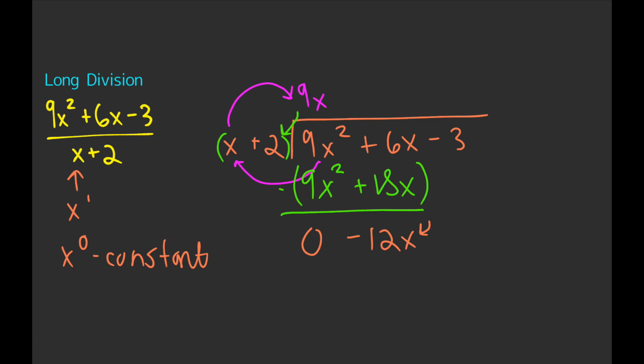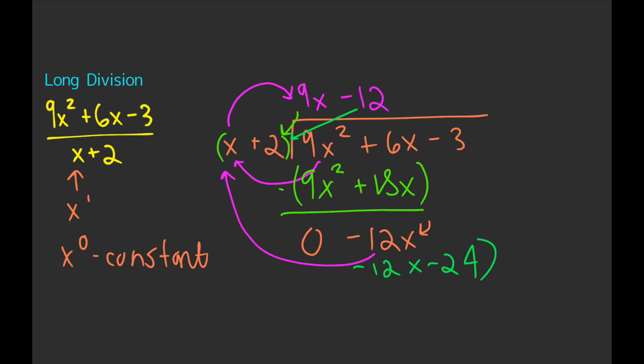Now we're going to do the same thing we did with 9x squared. We take this negative 12x and divide it by x. Negative 12x divided by x is just negative 12. Then we take that negative 12 and multiply it by the divisor. So negative 12 times x is negative 12x, and then negative 12 times positive 2 is negative 24.